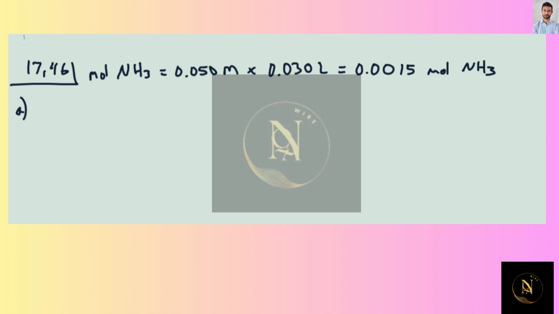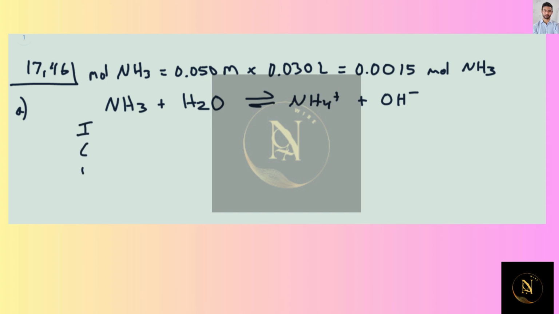So in part A, we're supposed to calculate the pH with 0 milliliters added, so we only have ammonia. So we make a nice table. NH3 plus H2O is in equilibrium with NH4 plus and OH minus. So our initial concentration of ammonia is 0.05. And we subtract X.